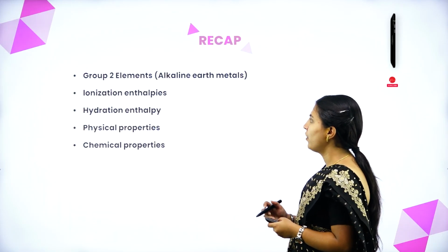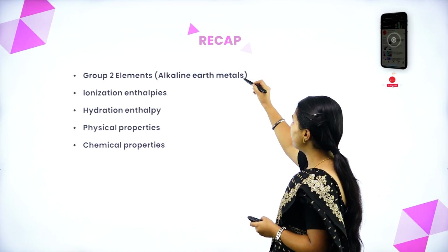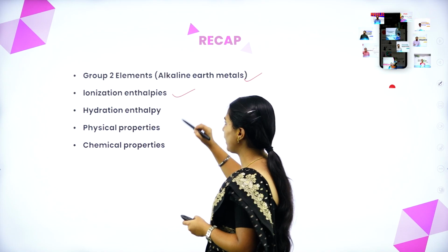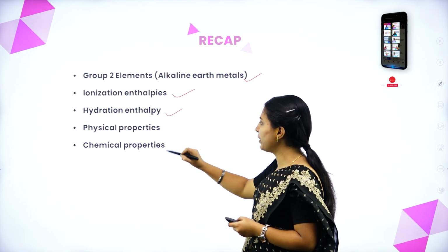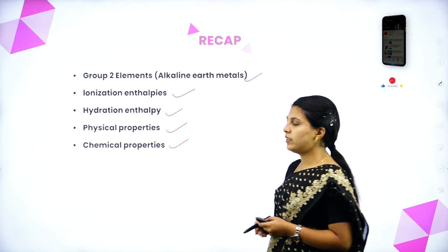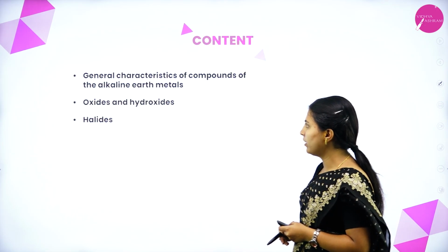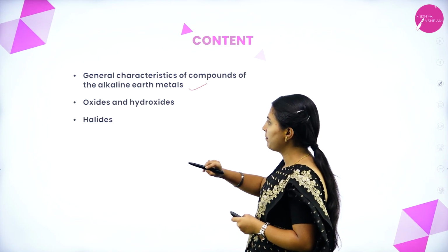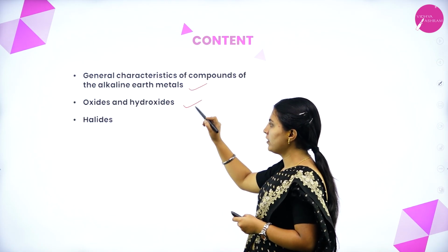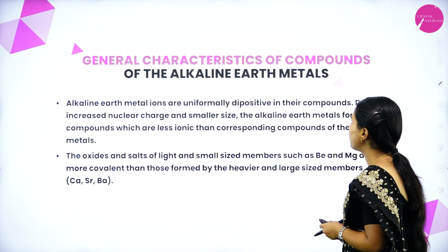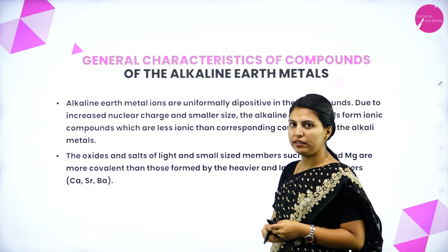In the last session we discussed group 2 elements, that is alkaline earth metals, and their properties like ionization enthalpies, hydration enthalpy, physical properties and some of the chemical properties. In this session, general characteristics of compounds of alkaline earth metals, oxides and hydroxides and some of the halides. General characteristics of compounds of the alkaline earth metals.